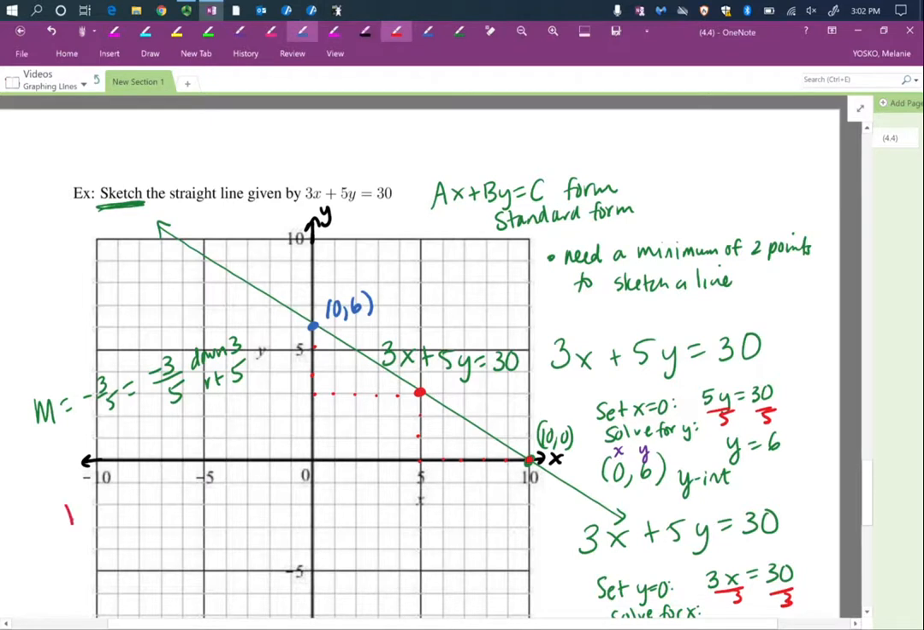I could say, well, you know, the slope is also positive 3 over negative 5, which means up 3 and left 5. So I can start from here and go up 3, 1, 2, 3, left 5, 1, 2, 3, 4, 5. My graph's off a little bit, but you see how this works, right?